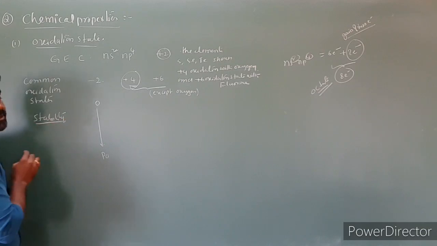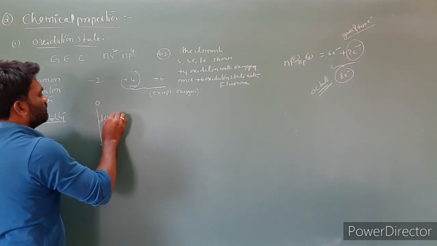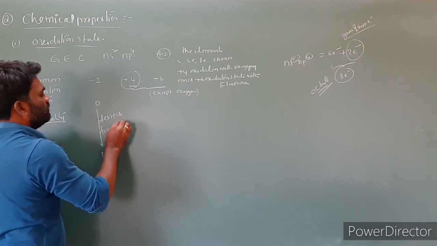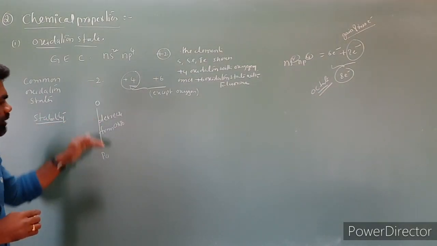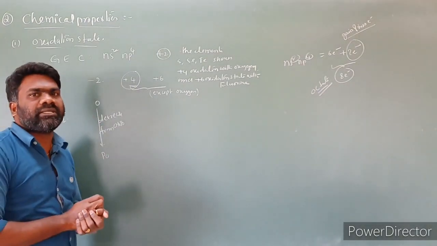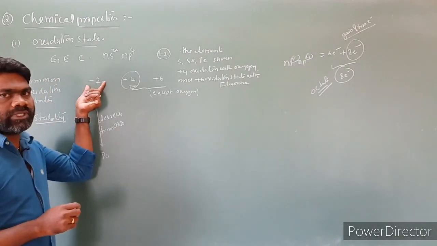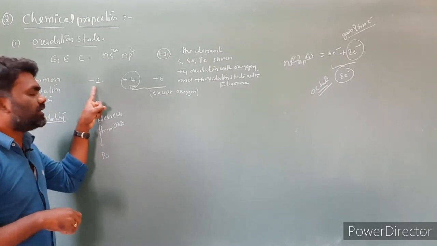Stability of oxidation state decreases from oxygen to polonium. So, while moving from top to bottom, the stability of the -2 oxidation state decreases. What is the reason behind it? -2 oxidation state means they must gain electrons. When they gain electrons, only then will they show the -2 oxidation state.